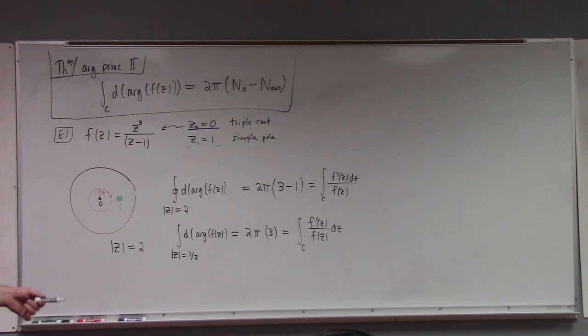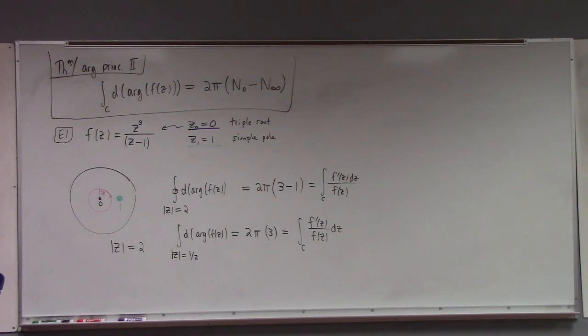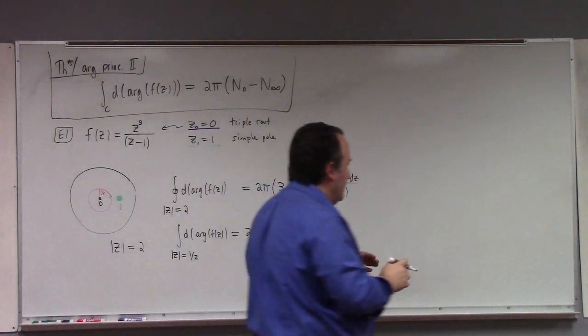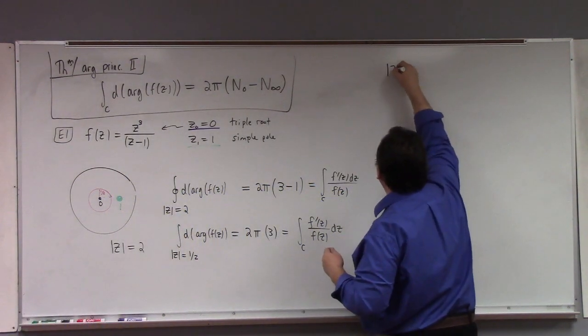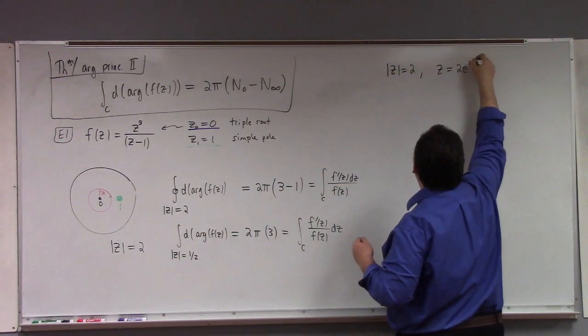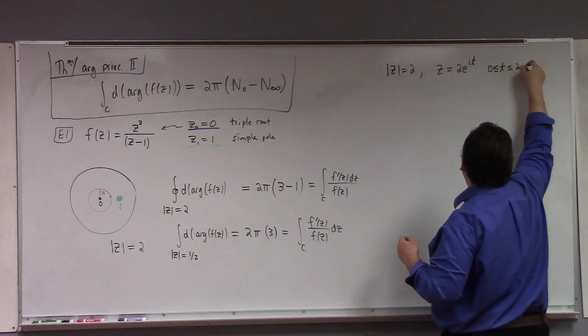On the other hand, we could also try to understand the differential of the argument directly as well, right? It might be kind of tough actually to do the direct calculation here, honestly. Let me just try, and if it's too hard, we'll give up on it, okay? So if we're on the modulus of z equals 2, we can write z is equal to 2 e to the it, for 0 less than or equal to t less than or equal to 2 pi.